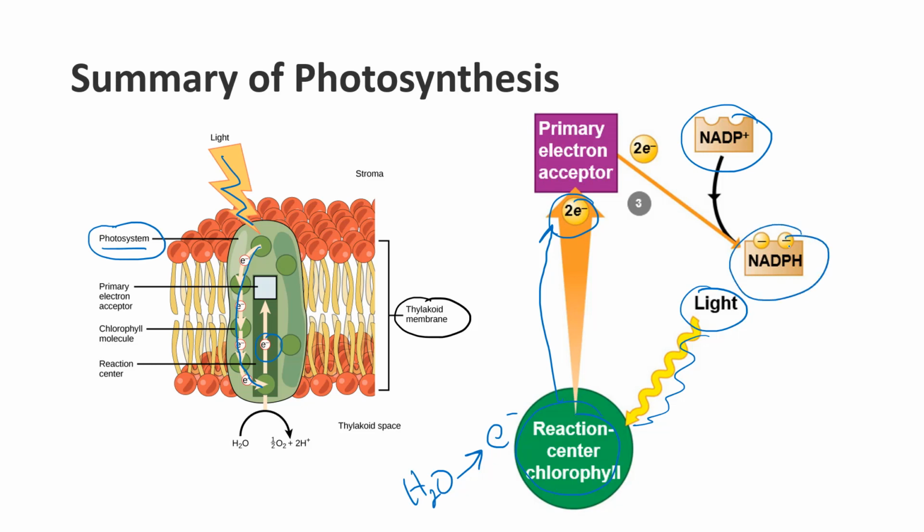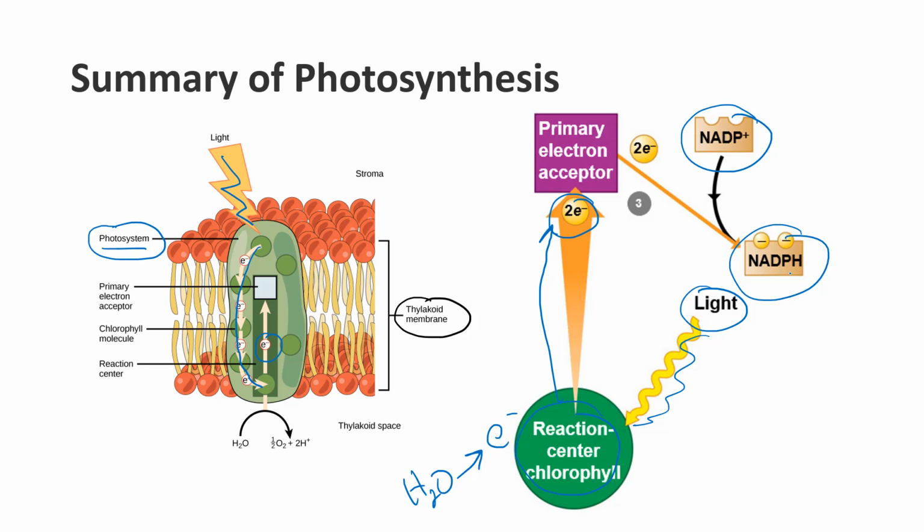And of course, NADPH is very similar to the NADH that you were introduced to in aerobic cellular respiration. So it's a high energy electron carrier. And it's going to carry those high energy electrons to the Calvin cycle. So we'll come back to that in a minute.